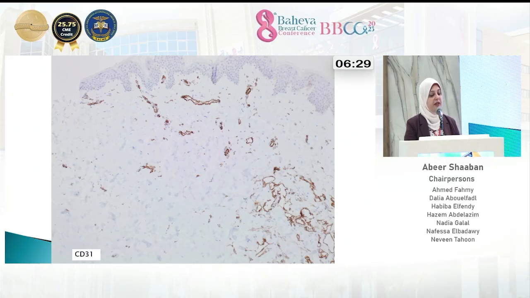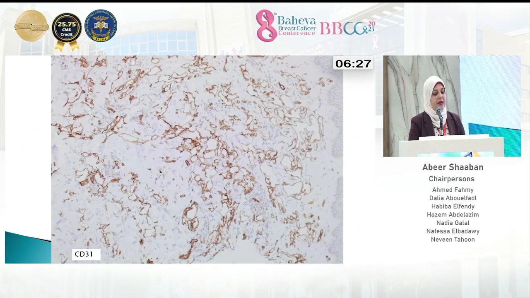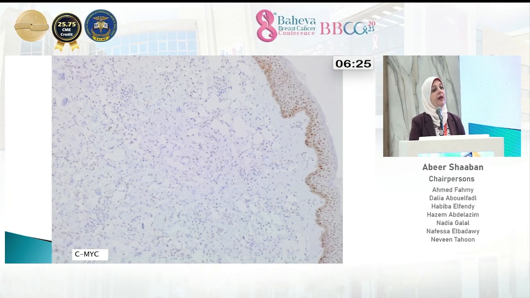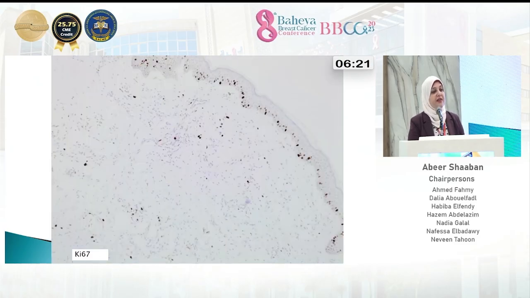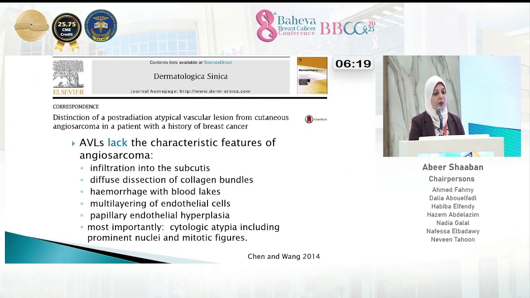So CD31 is positive, and c-Myc is negative. So that's a good marker to differentiate both. Ki67 is usually low. So it lacks the characteristic features of angiosarcoma, no infiltration into the subcutaneous tissue, no multilayering or papillary configuration, but you can see some cytological atypia.